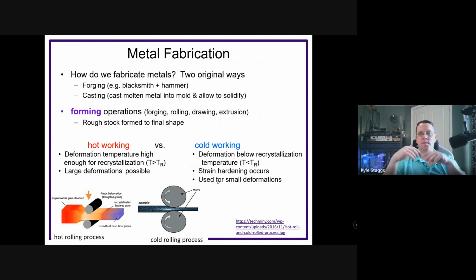This cold working is also the kind of thing that, if you've ever grabbed hold of material, even something like the top of a Coke can or an energy drink, you pop the tab up and then you work it back and forth and then pop it off. That's cold working the material. You're strain hardening those grains until it just fractures and comes off. So those are small deformations.